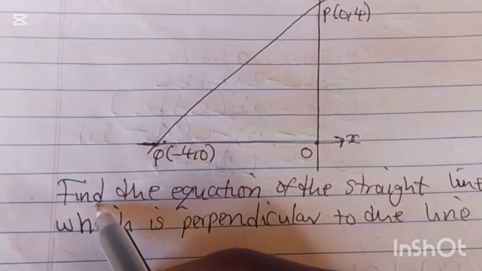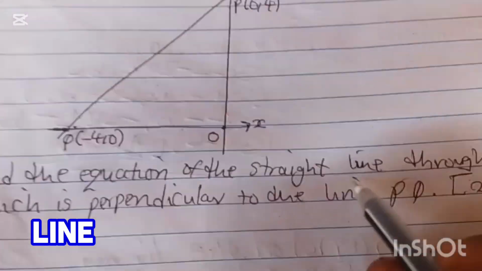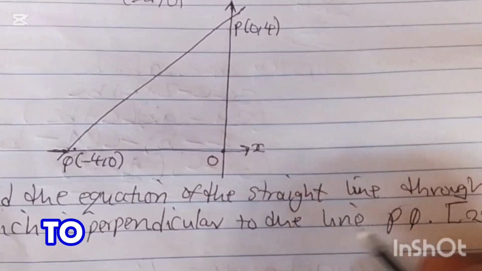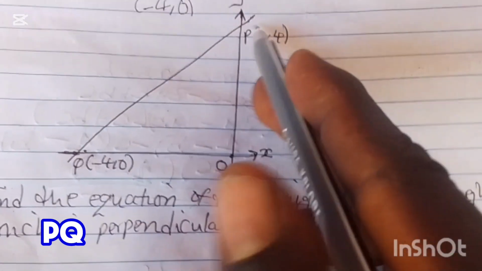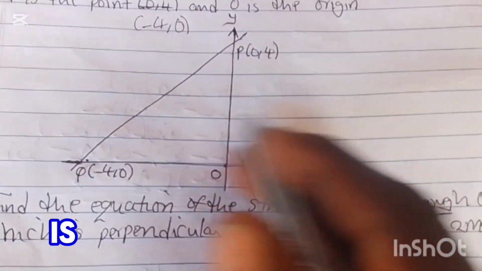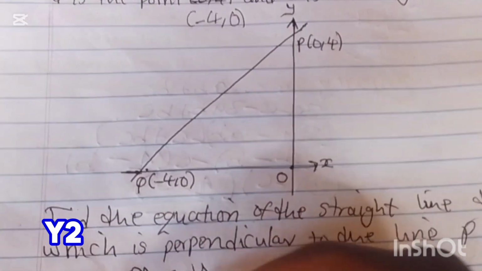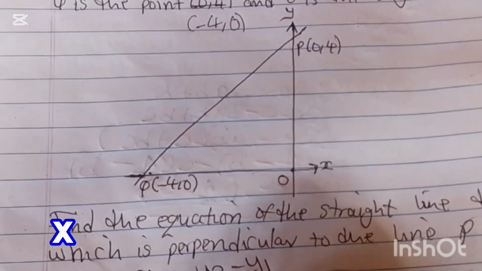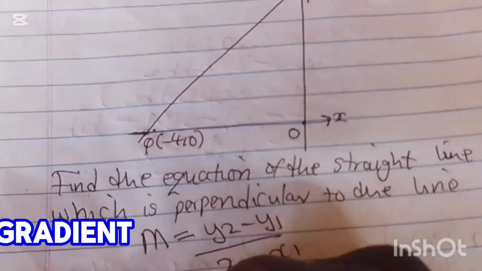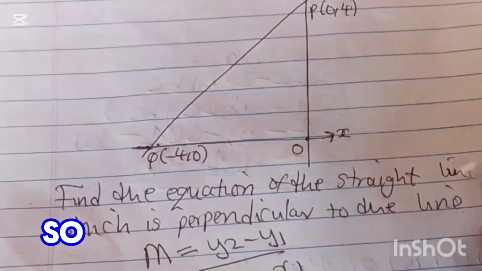And then question 3 is: find the equation of the straight line through P which is perpendicular to the line PQ. So this is the y-axis and this is the x-axis. You are going to find the gradient first. The gradient is equal to y2 minus y1 divided by x2 minus x1.